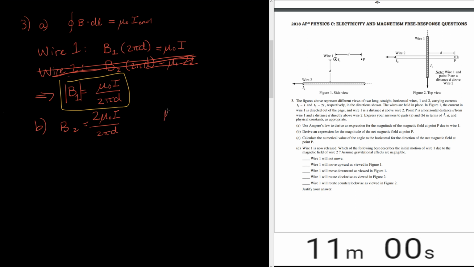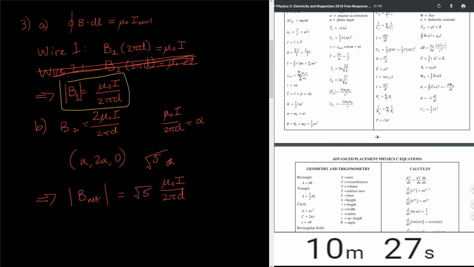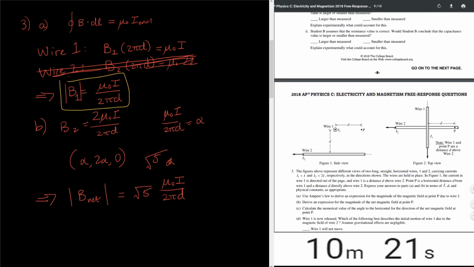So if we call mu naught I over 2 pi d alpha or something, our vector is going to look like alpha, 2 alpha, 0. And the magnitude of this is just going to be root 5 alpha. So this tells us that the magnitude of B net is going to be equal to root 5 mu naught I over 2 pi d. Let me just check one thing with the handy dandy equation sheet. Yeah, we're good.